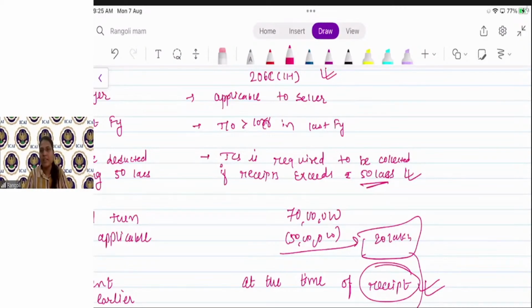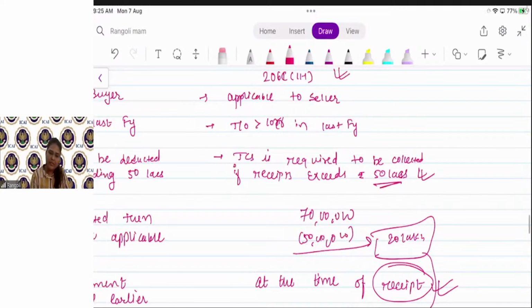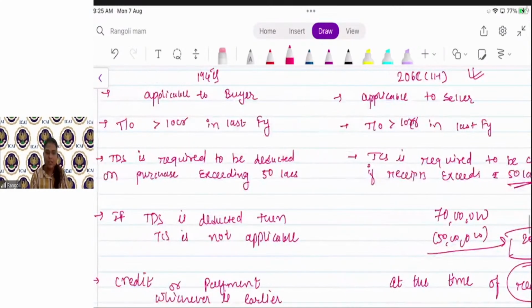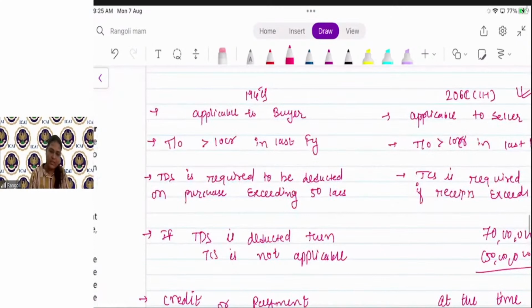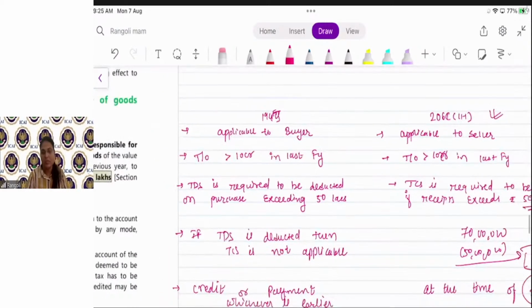And if the seller is receiving more than 50 lakh from a particular customer, then on the amount exceeding 50 lakh, they need to collect TCS at the rate of 0.1%. Clear? Now, after the introduction of TCS, the government inserted a new section, that is 194Q. It is the same provision as 206C(1H).